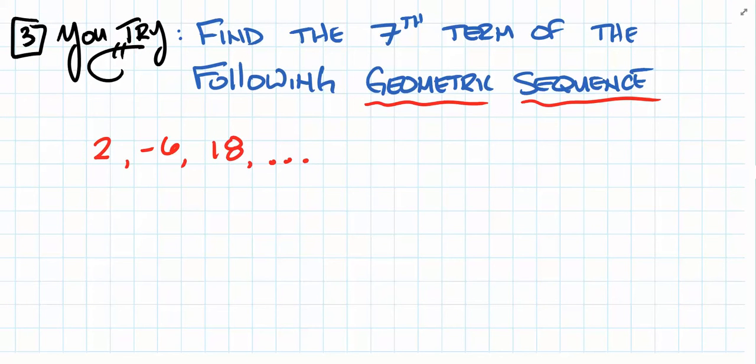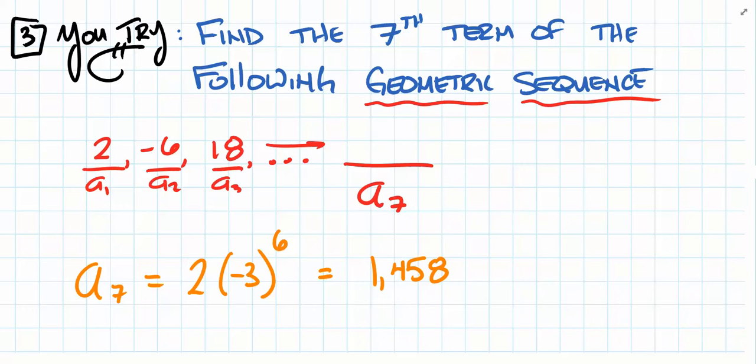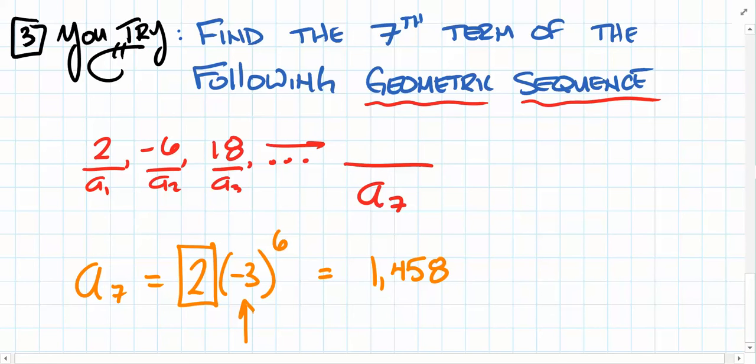Box number 3 is a U-try. Find the 7th term of the following geometric sequence: 2, -6, 18, and so on. Remember, this is the very first term, this is the second term, this is the third term. I want you to fast forward all the way up and tell me what the 7th term has to be. Hopefully you got the right answer, but here's how you do it. We want the 7th term, so it's going to be the very first term, the number 2, multiplied by the ratio, which is -3, all raised to the power of 6, because it is always 1 less than the subscript that we were given.